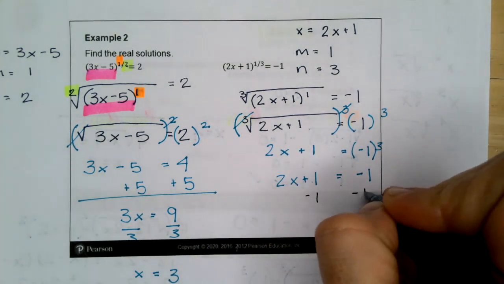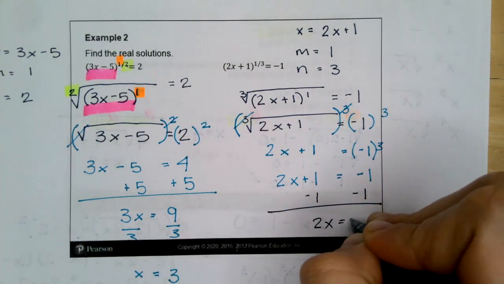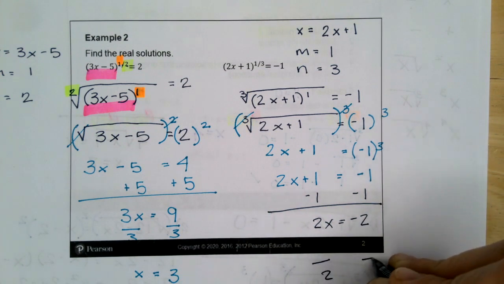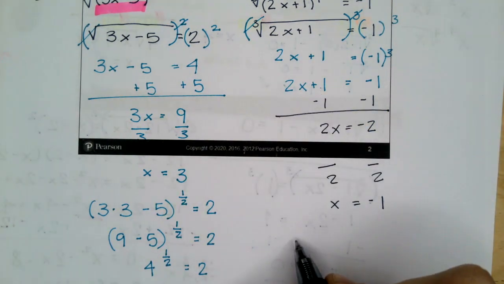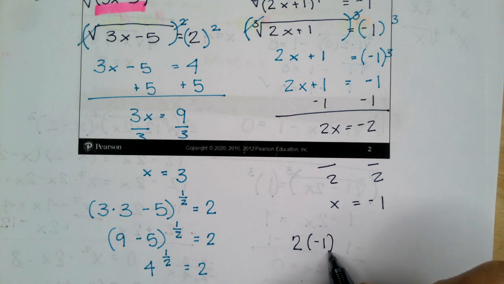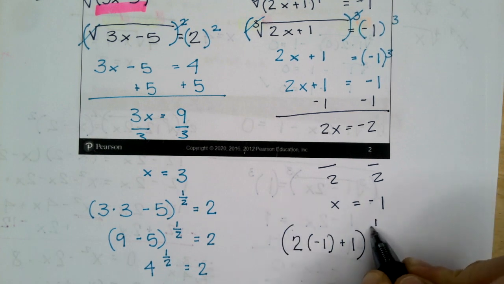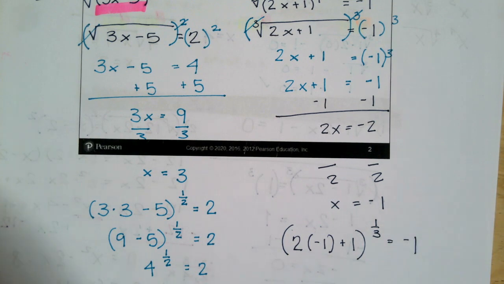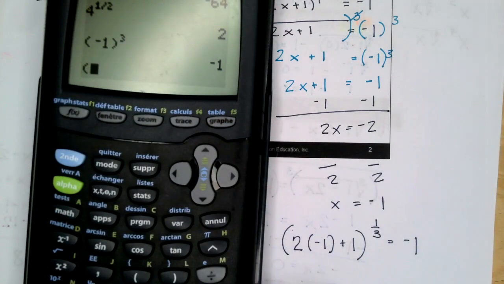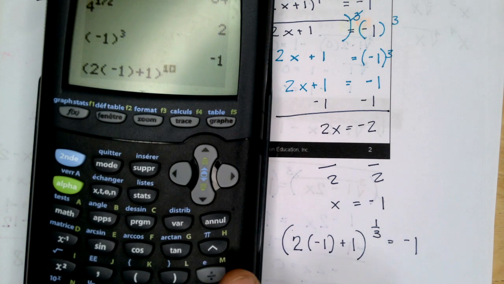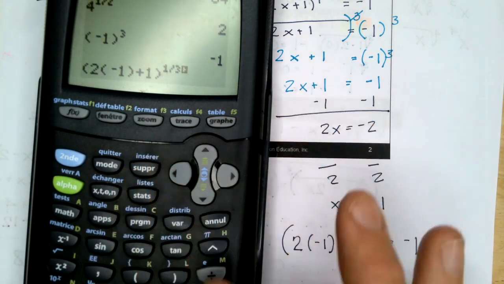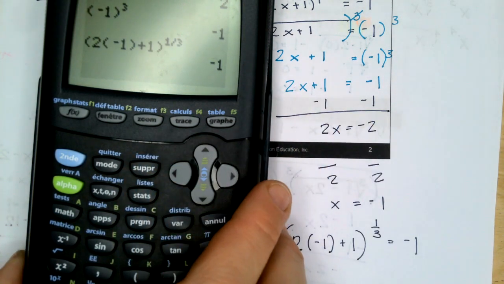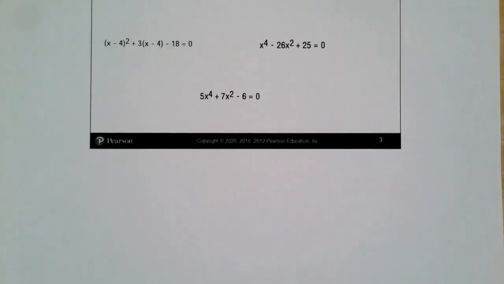So we'll subtract 1. 2x equals -2. Divide by 2. X is -1. Plug that back in, make sure it works. 2 times -1 plus 1, all raised to the power of 1/3, should equal -1. So 2 times -1 plus 1 raised to the power of 1/3, not 1/23, is -1. So those are the real solutions.